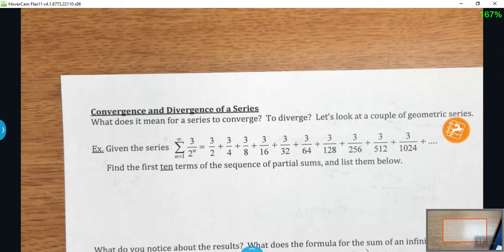When does a sequence converge? A sequence? At all.